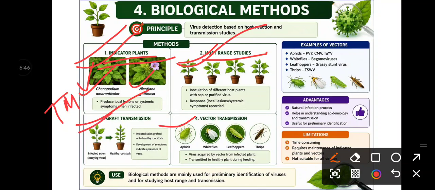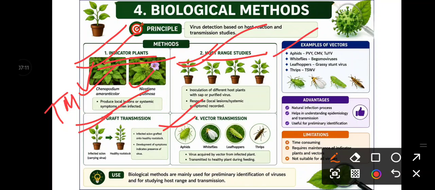Then graft transmission. Graft transmission is also specific in nature, so this can be used for detection of plant viruses. Next, vector association. Vector transmission is also very specific in nature. A particular virus will be transmitted by a particular species of insect only. So this can also be helpful for predicting the virus.